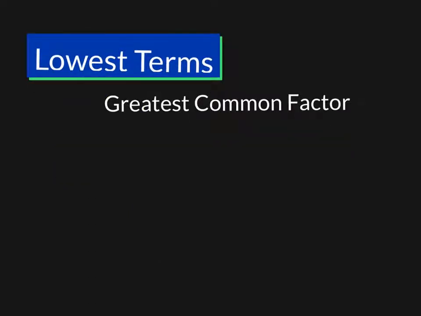So in some ways the greatest common factor approach is more complicated, but in some ways it's easier. And what we're going to do is factor both the numerator, 48, and the denominator, 80. And we're going to find the biggest number that is a factor of both. So I'm going to start with 80.